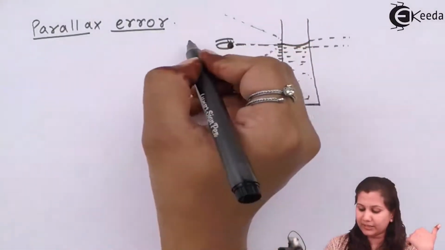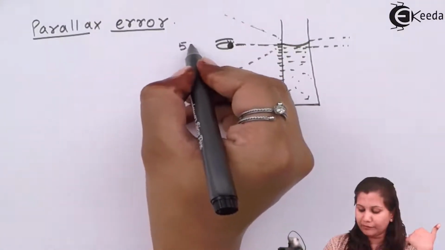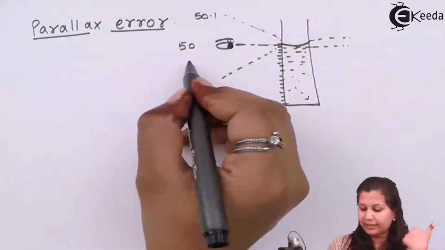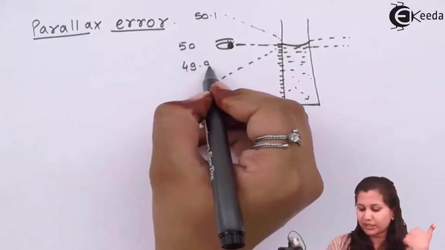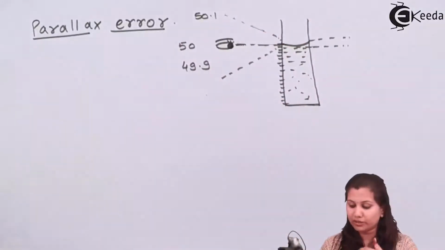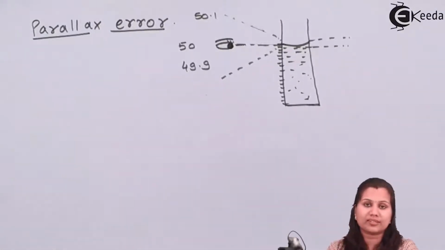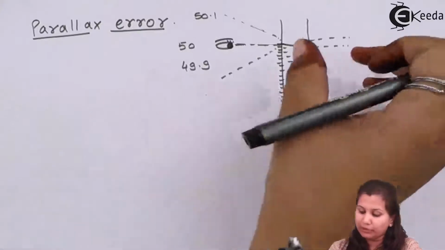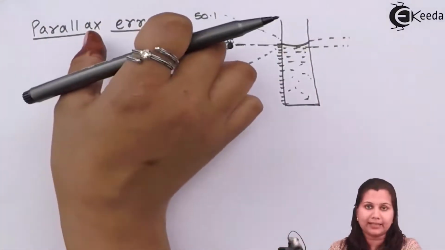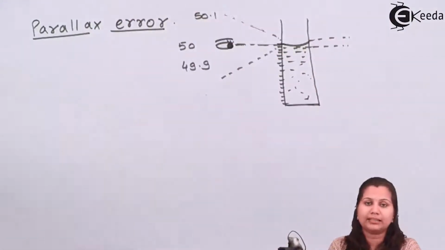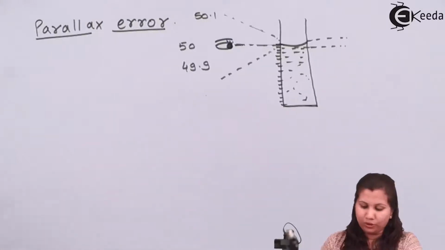Suppose here he is reading as 50, here he will read it as 50.1, and here he is going to read it as 49.9. So different angles of the observer can produce different results of the measurement. That type of error is called the parallax error, and this error is occurring due to the mistake of the human. That is why it is a type of gross error.